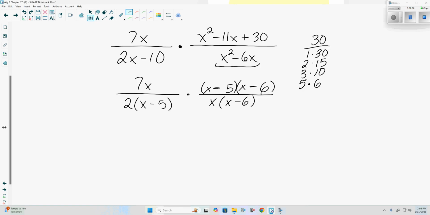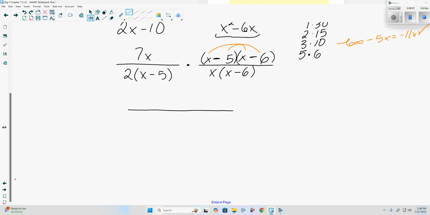Now we can check and make sure. X times negative 6 is negative 6x. Negative 5 times x is negative 5x, giving us the negative 11x that we wanted. Now we can multiply these together. On top we'd have 7x times x minus 5 times x minus 6.